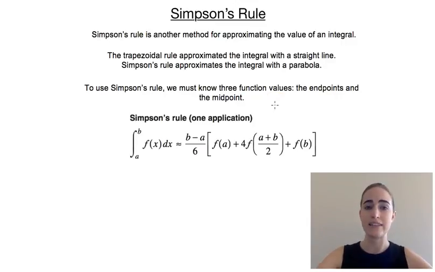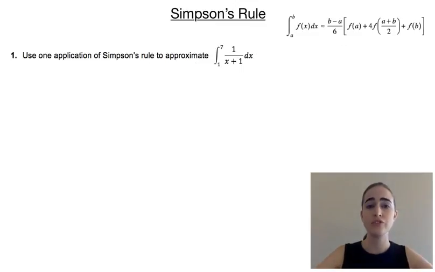So let's have a look at an example. Our first example asks us to use one application of Simpson's rule to approximate the integral between 1 and 7 of 1 over x plus 1 dx.